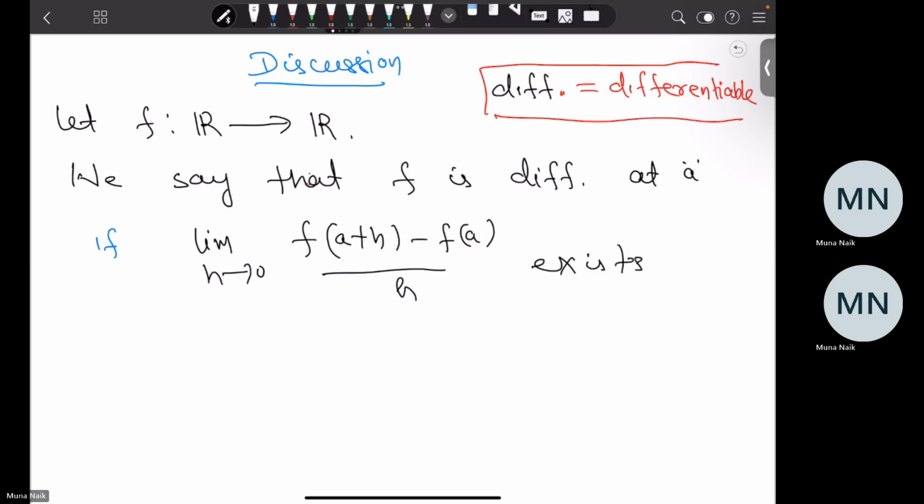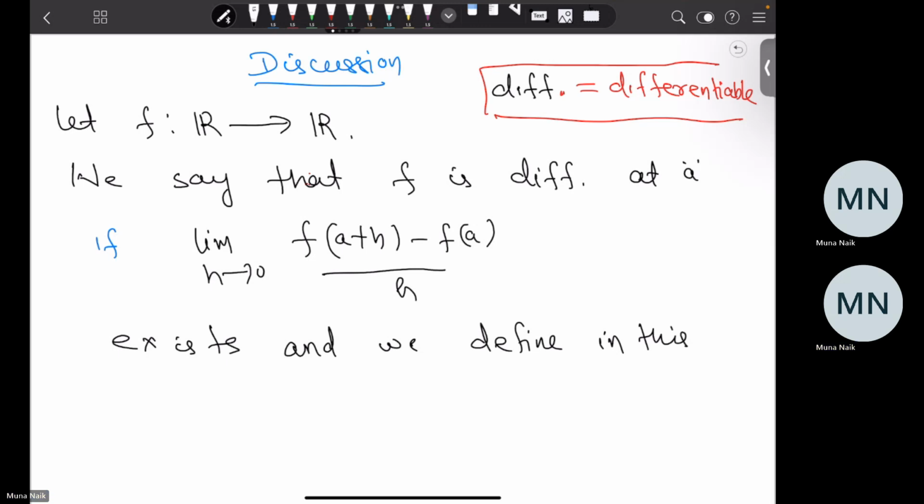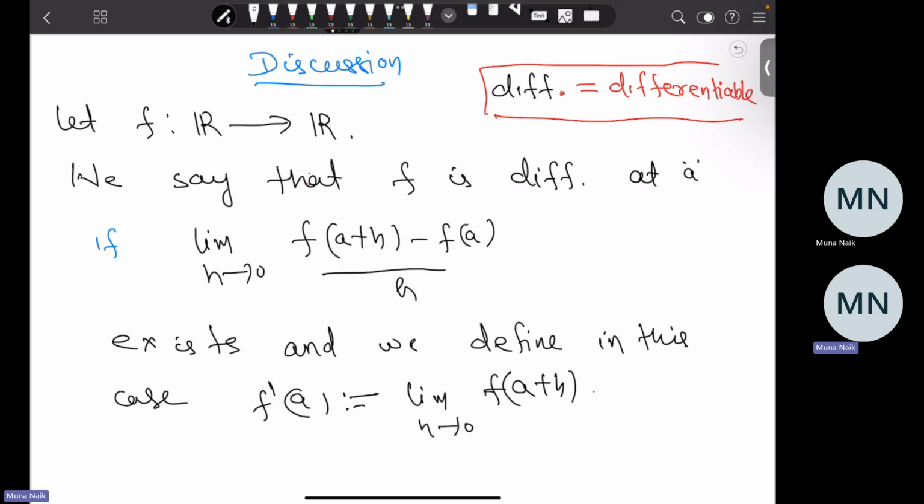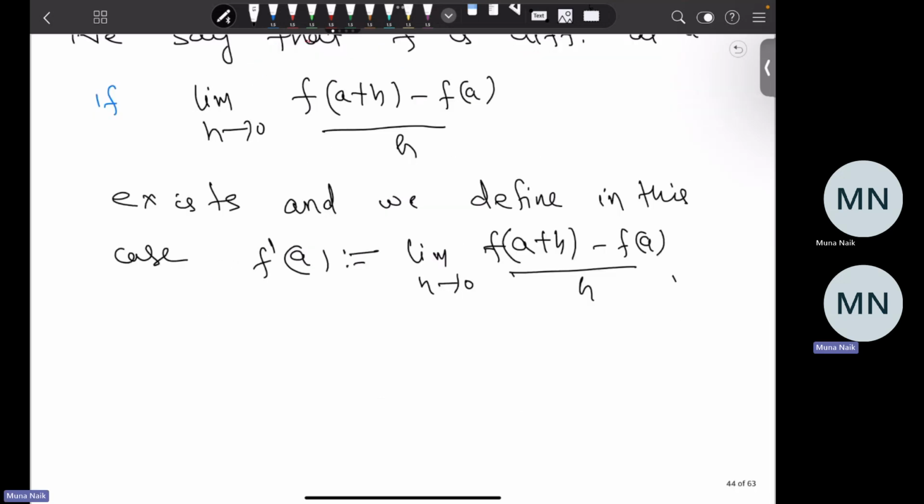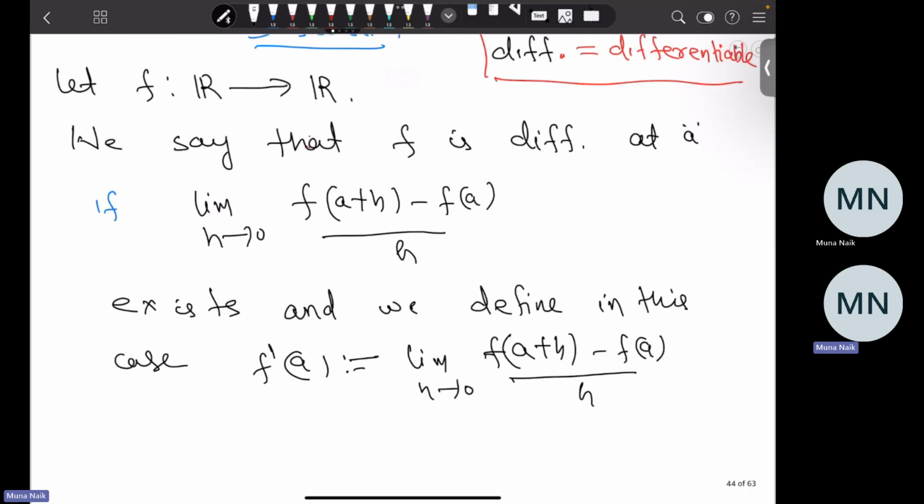If this limit exists, then we say that f is differentiable, and we define in this case f prime of a as this limit as h tends to 0 of f of a plus h minus f of a, by h. Now this is the notion of differentiability for a function from R to R.